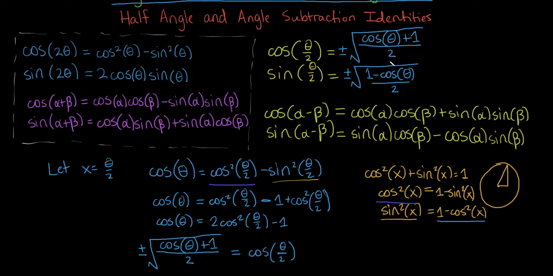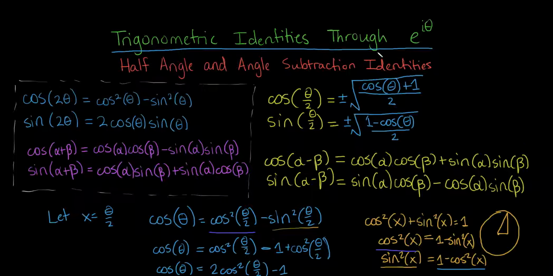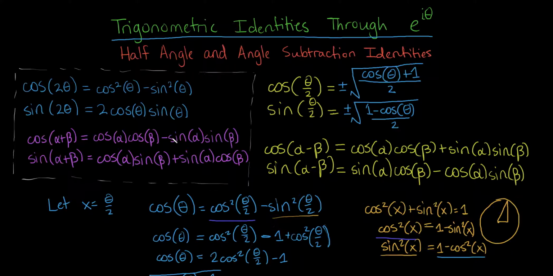Pretty cool stuff. Some pretty natural extensions from the double angle identity, from the angle addition identity. We can get ourselves 4 new trigonometric identities.